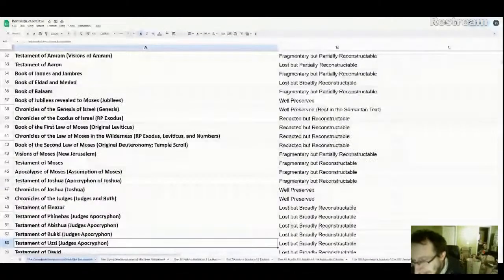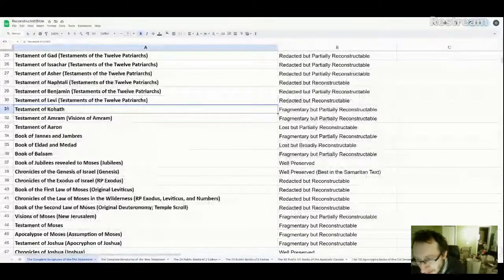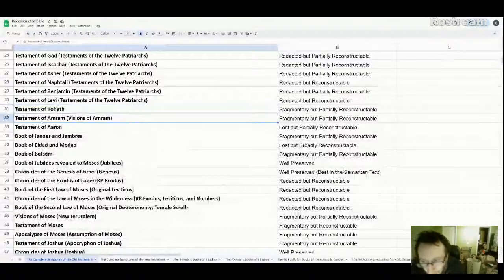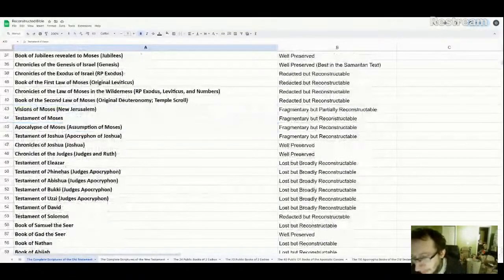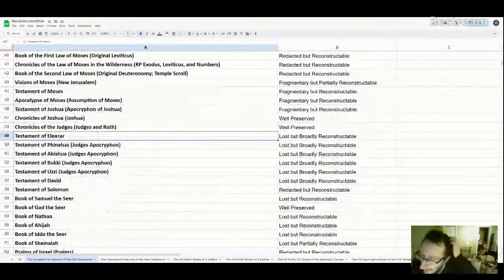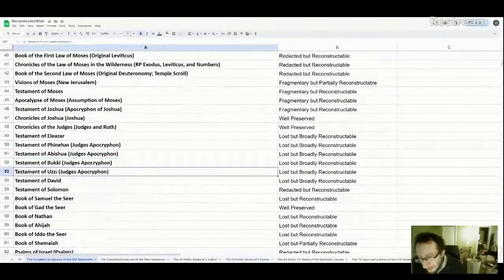And we already saw the theme here of Testament of Levi, the priestly testament, then Kohath, priestly testament, Amram, priestly testament. Aaron would have been another priestly testament. So then his sons would have also had priestly testaments. Testament of Eleazar, the son of Aaron. Then Phinehas, Abishua, Buki, Uzzi. So these are the high priests during the time of the Judges. And what's the best way to tell the story of the Judges? Probably through the mouth of the high priests.